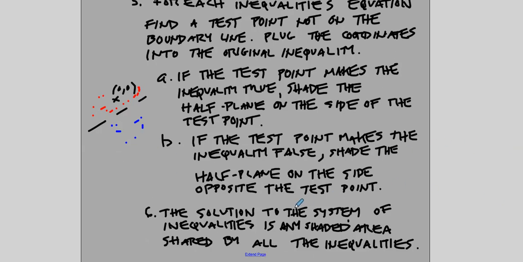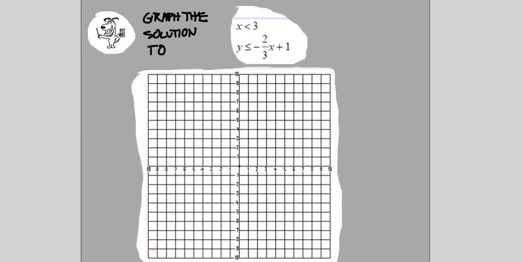Okay, then the solution to the system of inequalities is any shaded area shared by all the inequalities. So let's do an example. So we treat each one at a time. So this is going to be dashed because it's less than. This is going to be solid. So now the boundary equation here is x equals 3. The boundary equation here is y equals negative 2/3 x plus 1.